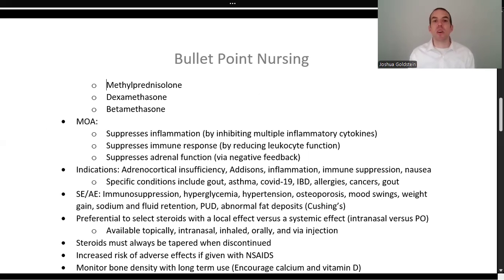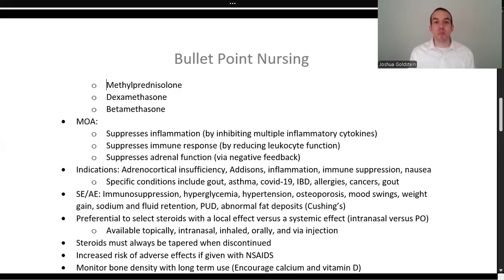Now, we also use this for a bunch of inflammatory conditions, and since that's where we use most of this, I did put a list over here, a very small list, because this list could go on forever. Some specific things we use it for are gout, asthma, COVID-19, inflammatory bowel disease, allergies, cancer, and so much more. I see I put gout on there twice. I'll fix that. But the side effects and adverse effects, so let's move on to that.